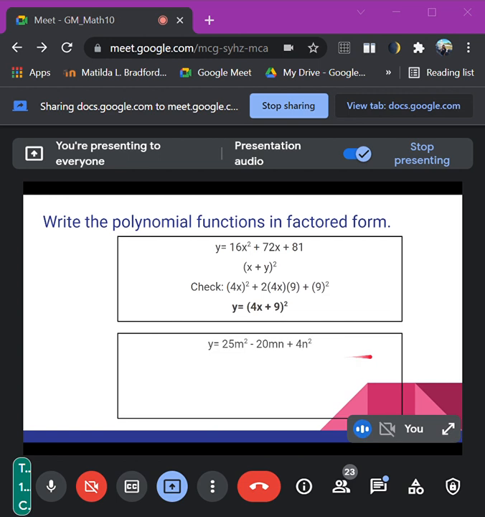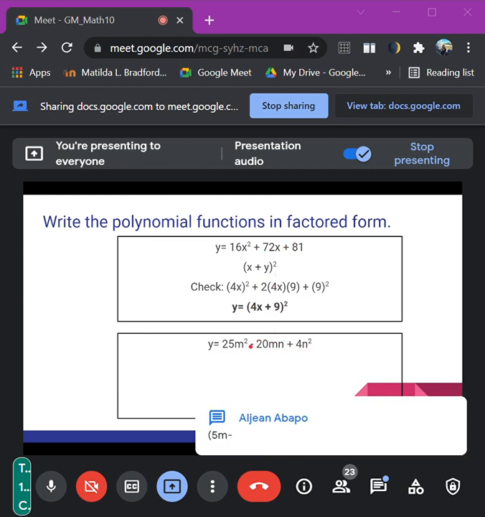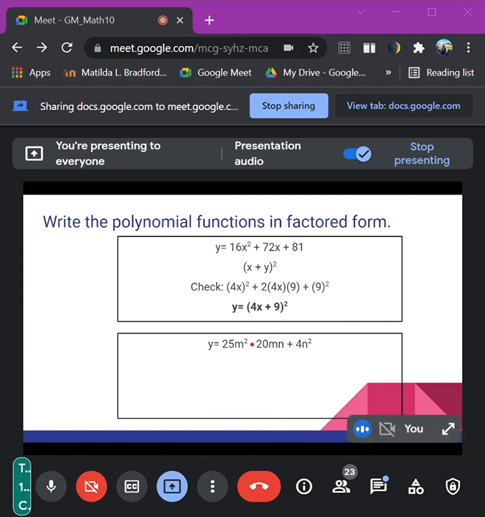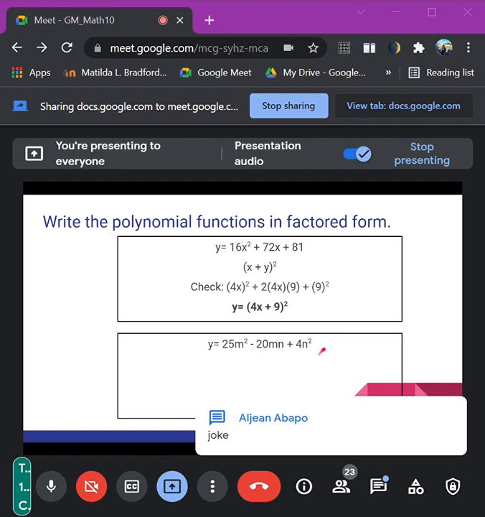None. Now, let's go to the next example. y is equals to 25m squared minus 20mn plus 4n squared. What can we apply here, class? Since the previous one was easy to identify because all terms were positive, how about this one? Okay, this one changes since the middle term is negative and the first term is positive.